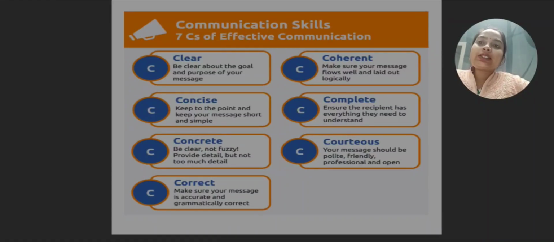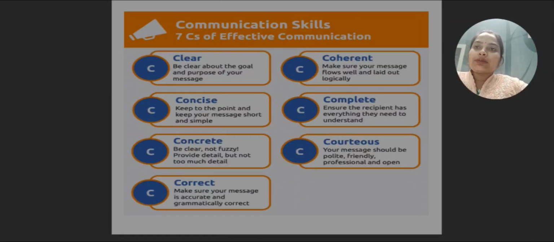The next part is called coherent. It means the message you make should be in a flow. It should have a logical meaning for the receiver. The next part is completeness. It means your message should be complete. If you are talking to someone, you need to complete your sentence. If you are texting somewhere, you need to text properly and completely. The next part is courteous. Your message should be polite, friendly, and professional to your receivers.